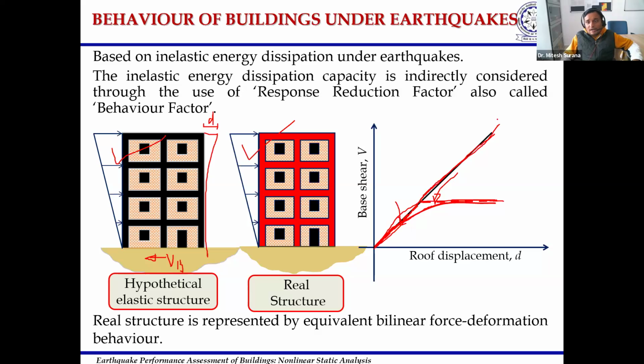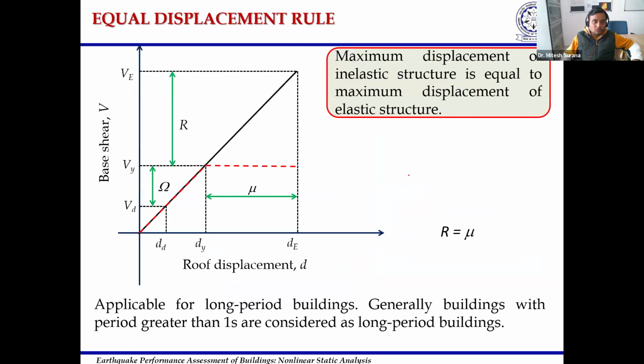After understanding the behavior of a hypothetical structure and a real structure, there are two important rules that we need to understand. The first is called the equal displacement rule. Let us try to understand what this rule is. If I have a hypothetical structure which is going to behave linear elastically during an earthquake, then its force displacement curve can be represented by the black solid line as shown here.